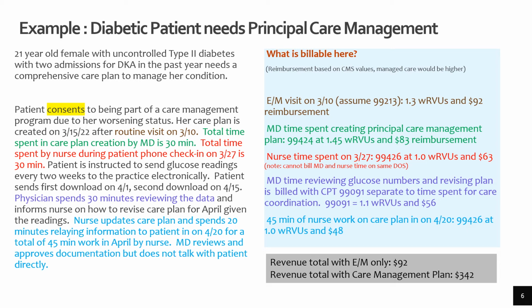And then there's the 45 minutes of nurse work on the care plan on 4/20 for April, and that's another $48. So if you aren't using a care plan program currently, you're really probably only billing the E&M, which is the $92. But if you do have a care plan that incorporates all of these things, and the odds are that you already do, you're just not documenting it correctly. If you had the care plan documented, it's $342 for that month. So you can see a significant difference in revenue by documenting these care plans appropriately.